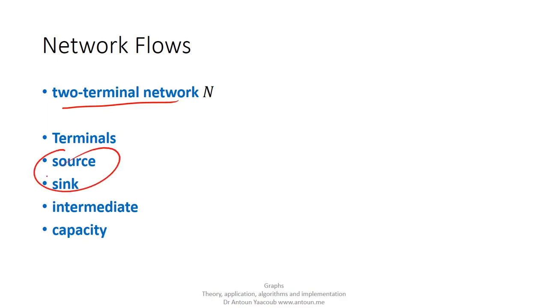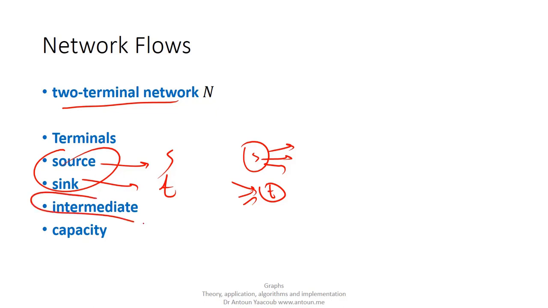A source is a vertex, usually called s, that has an in-degree of 0, meaning it just has outgoing edges. The sink, usually called t, has an out-degree equal to 0, so it has incoming edges but no outgoing edges. All the remaining vertices we call intermediate. Those two we call terminals.